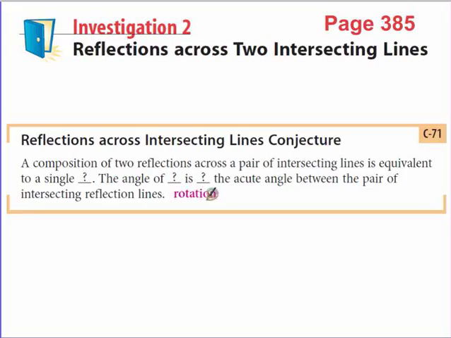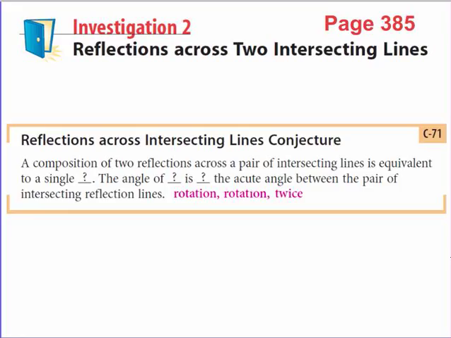The angle of rotation is, what do you think? 90 degrees. No, I know, but what do you think would go in the blank here? Twice, just like the one before. Twice the acute angle between the pair of intersecting reflection lines. Because you're essentially doing two reflections, right? So it would be twice.